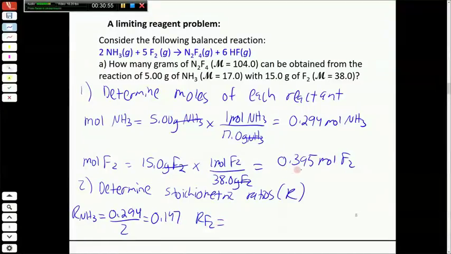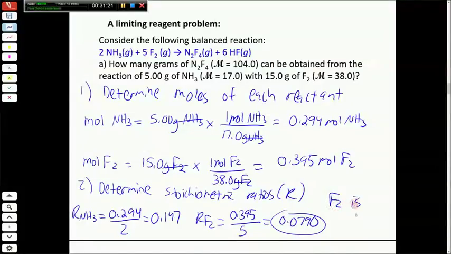And then we do the same thing for F2. We found that there were 0.395 moles of F2, and the coefficient for F2 in the balanced equation is a 5. So there's a 5 in front of F2, and we divide by that. We get a stoichiometric ratio for F2 of 0.0790. Our goal is to identify which of these two numbers is smaller. Clearly this one is smaller, which means that F2 is the limiting reactant. Even though we have a larger mass of F2, and even though we have more moles of F2, when we do this last step, it comes out that F2 is our limiting reactant.